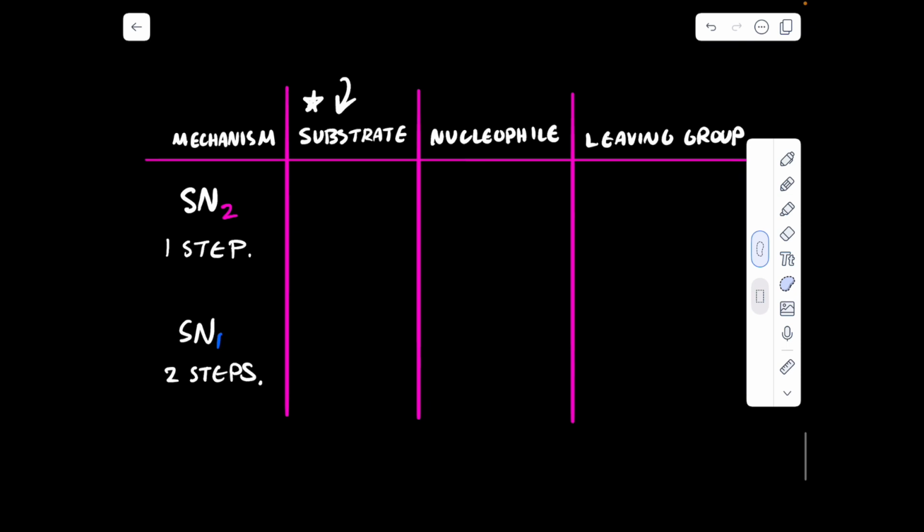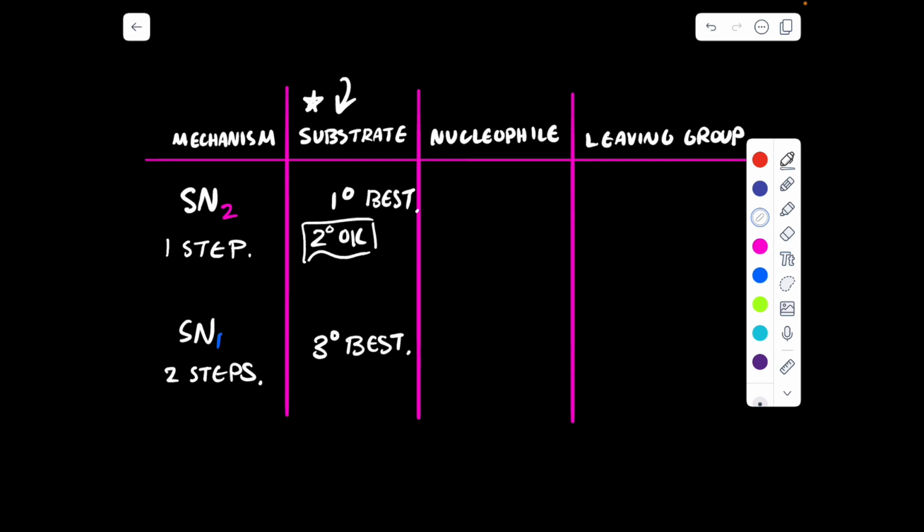So going back to our table, for an SN2 reaction, the substrate, we want that carbon to be 1° is best. For an SN1, we want the substrate to be a 3° carbon. This is best. 2° is okay.